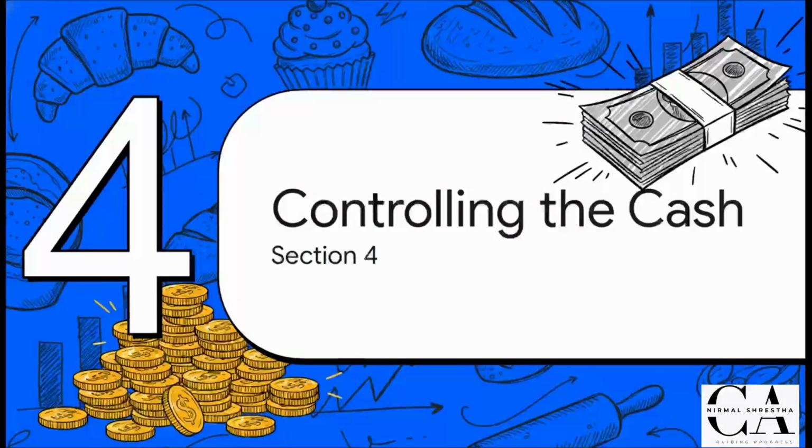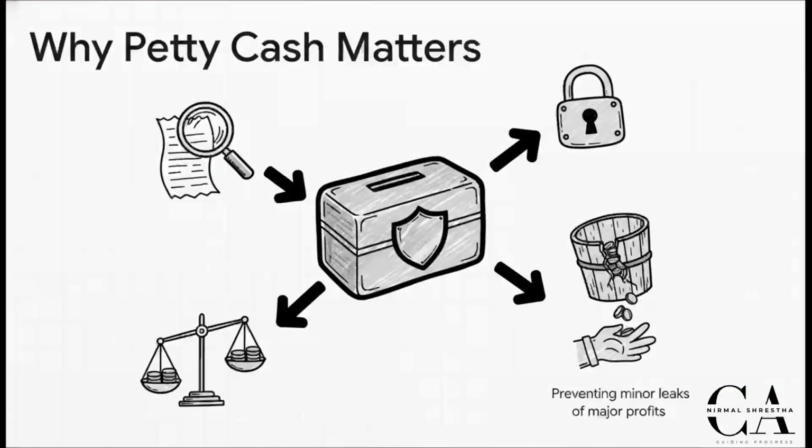Okay, let's zoom back in from global accounting standards to the day-to-day reality of running our bakery. Here is Section 4, Controlling the Cash. We have to talk about petty cash. I know, it sounds incredibly boring, tracking a few loose rupees for emergency milk or a desperate taxi fare across town. But make absolutely no mistake, petty cash records are your frontline defense.